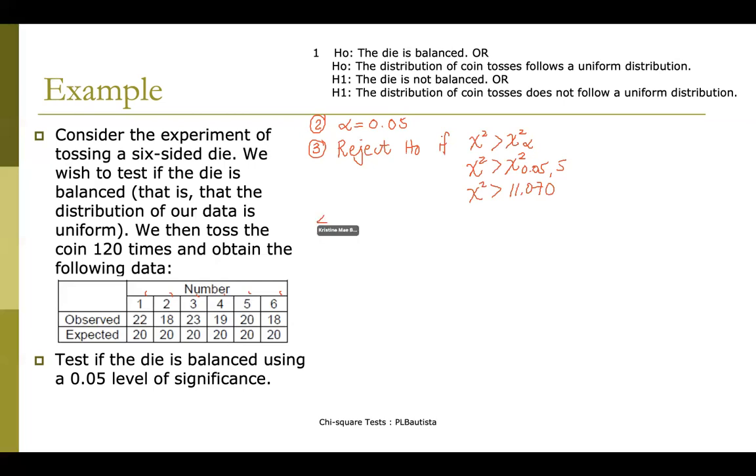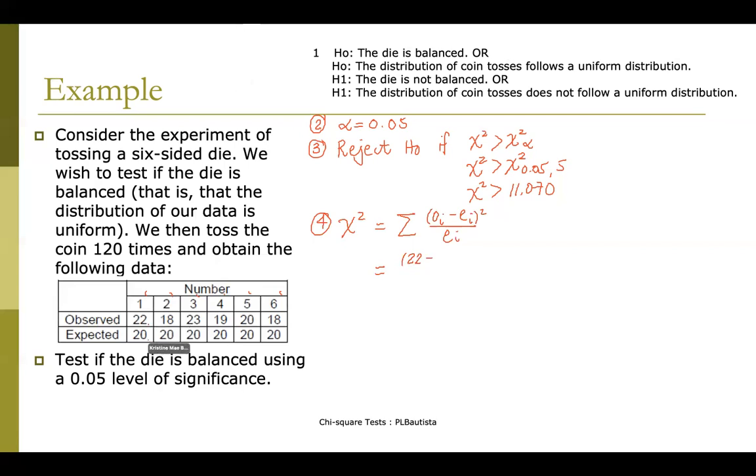Next, we now compute the chi-square test statistic. We said that the formula is given by the following. So the sum of observed minus expected squared all over the expected values. So to show how this is computed, you just go through each of the possible columns or cells and get the difference of the observed and expected value, square, and divide by the expected value. So for the first column here, the observed value is 22.